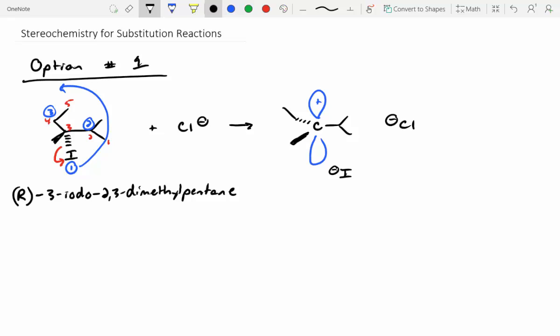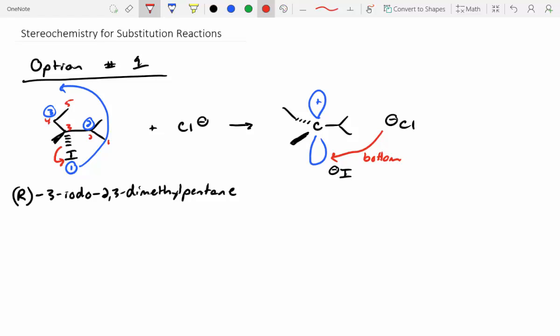What do you think, Kelsey? I think it's going to attack where the iodine is. It could, absolutely. So if we think about it, we could attack this lobe, right? That lobe's empty. So we could do a bottom attack. Could it attack the top lobe too? Yeah, it's an either or situation, right?